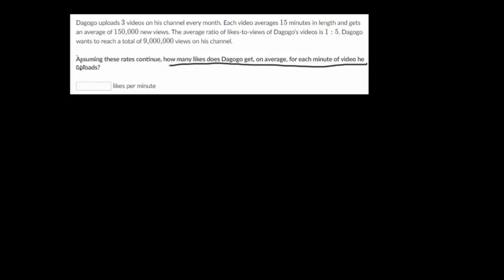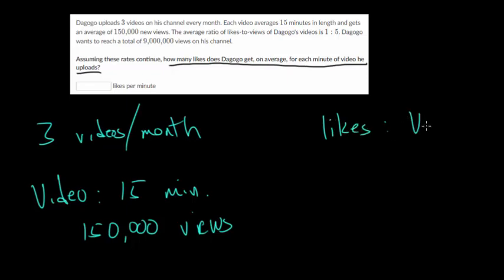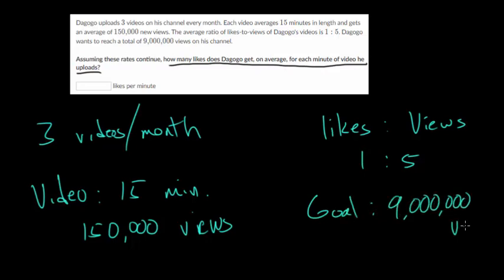So we want to figure out how many likes he gets per minute of video. So let's again just organize the information. He uploads 3 videos per month, so I'll write that down, 3 videos per month. Each video averages 15 minutes in length and 150,000 views. We also know that the ratio of likes to views is 1 to 5. So every 5 viewers, he'll get 1 like. And his goal is to reach 9 million views.